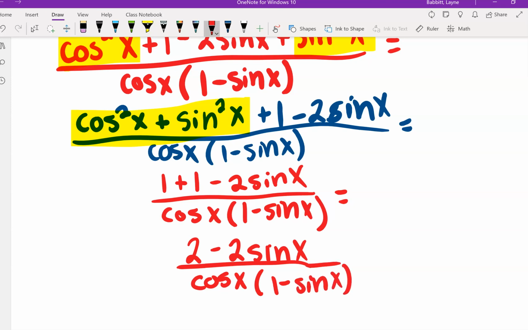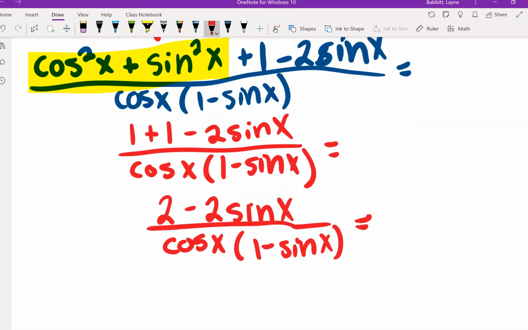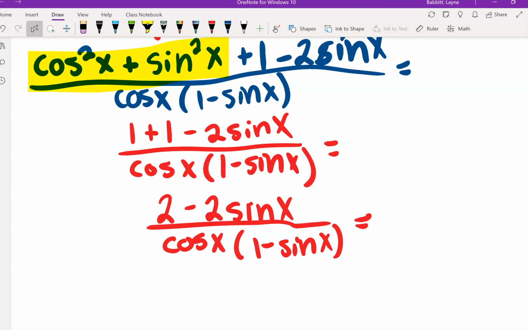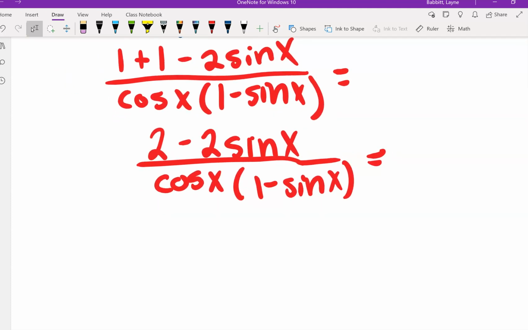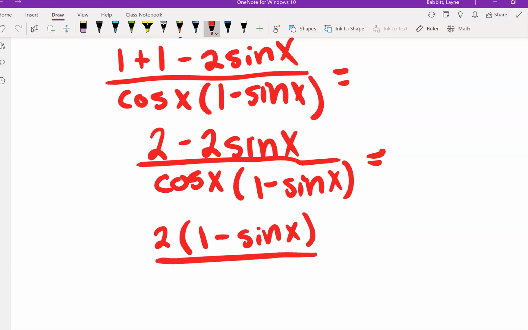Now think back to some of the strategies that we talked about in the last video. We're going to have to do something to the top of that fraction. One of the strategies that we talked about in the previous video was factoring. You can factor out a GCF. If you factor out a 2, we'll be left with 1 minus sine x on top, and what we have here is cosine x times 1 minus sine x on bottom.